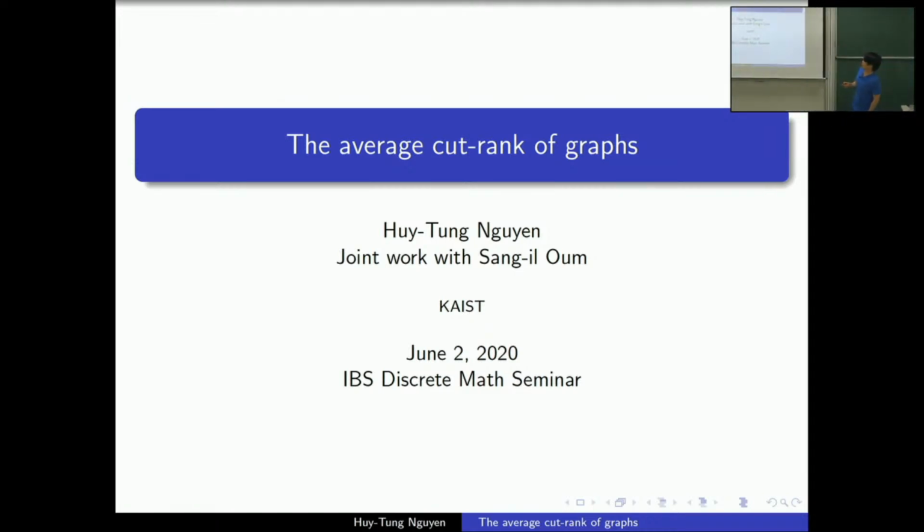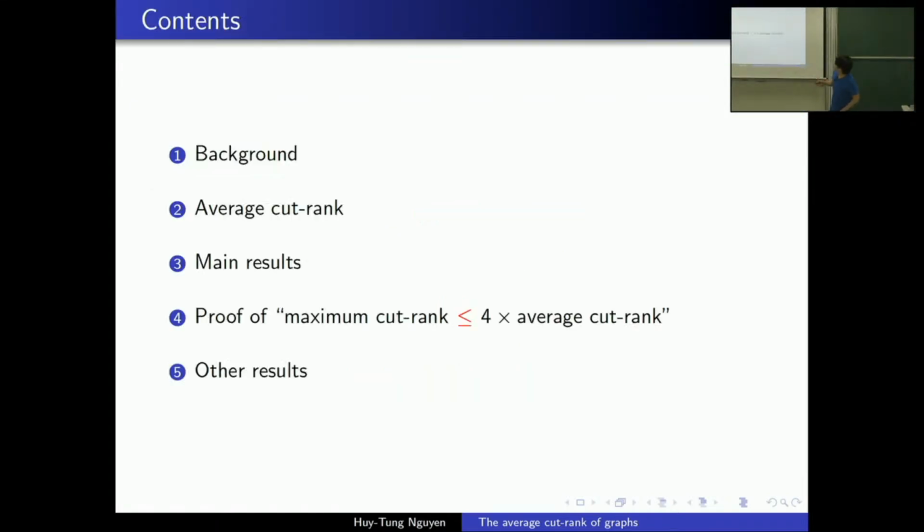I still remember when I first tried to get used to the cut-rank function and vertex-minors. It was really tough, and I tried to play with the cut-rank function, and somehow I found this parameter. So let me just move on.